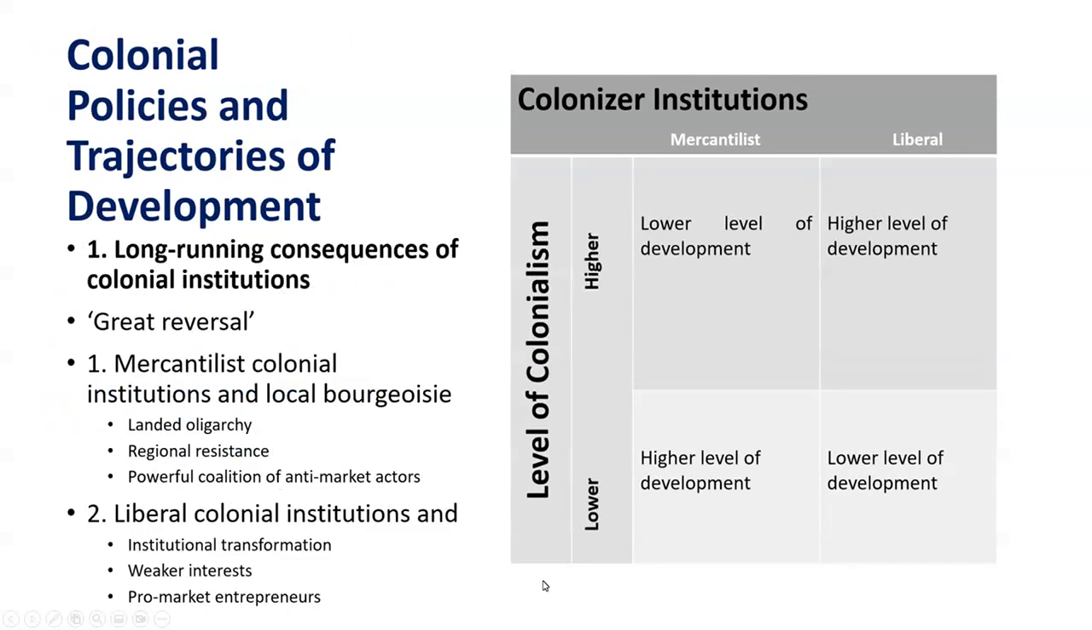The whole argument is how the level of colonialism affected the post-colonial development trajectory. So what Mahoney mentioned is this great reversal. The countries that had a mercantilist accumulation orientation and a heavy presence of the colonizer were unable to develop, to have a good record of development in the post-colonial period.